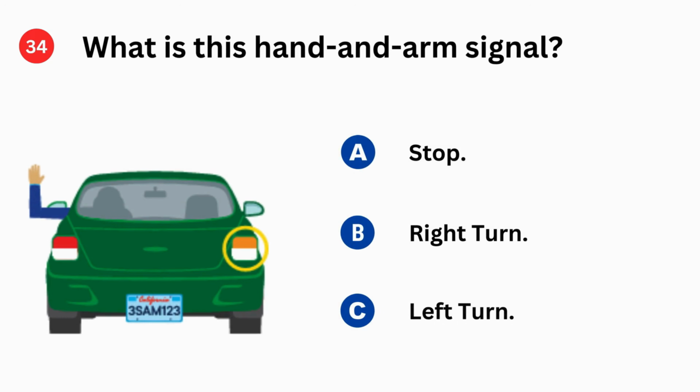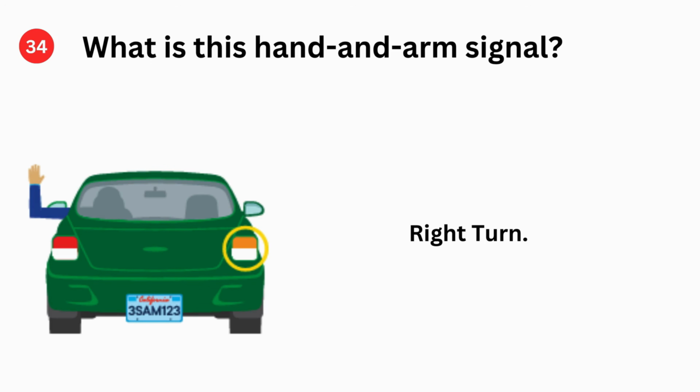What is this hand and arm signal? A, stop. B, right turn. C, left turn. Well spotted. It is the right turn sign.